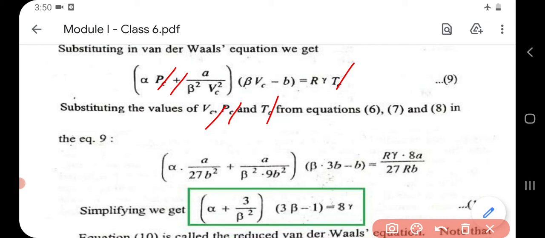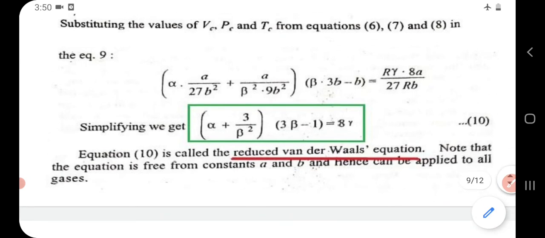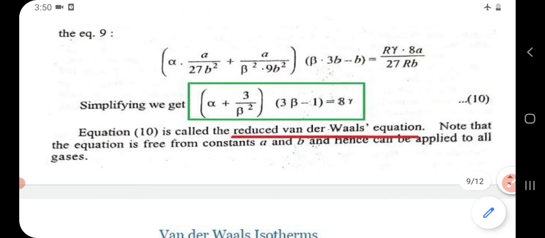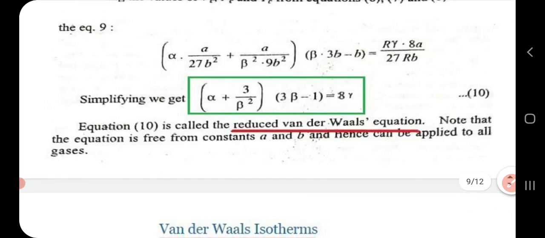On substituting all these values and simplifying further, you will get this expression: (alpha + 3/beta²)(3 beta − 1) = 8 gamma. That is called the reduced van der Waals equation. From this you can see that it is free from the van der Waals constants a and b, so it can be applied to almost all gases.